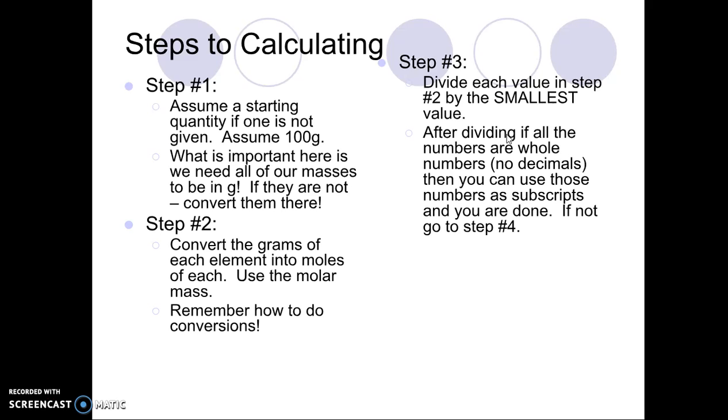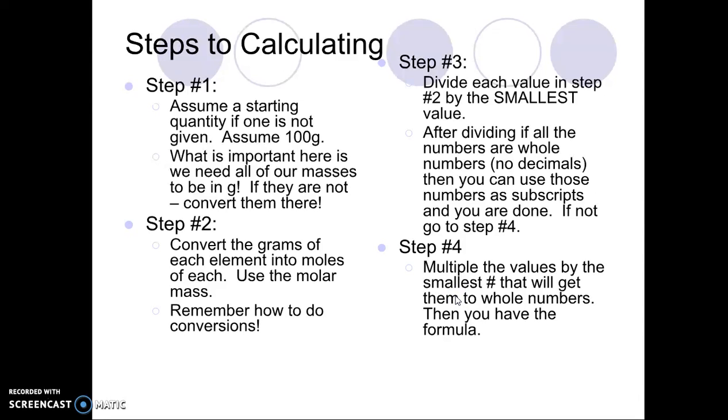After you divide everything by the smallest one, if you end up with all whole numbers, no decimals, those are your subscripts. So if you end up with 1.001, that's a whole number of 1. If you have 1.99999, that's 2. It's close enough to 2, you're okay. If you end up with 1.5 or 1.49 or 1.75 or 2.5, those are not whole numbers. You can't round those up. They're not close enough to round. So if they're whole numbers, those are your subscripts and you're good to go. If not, you have to go to step 4.